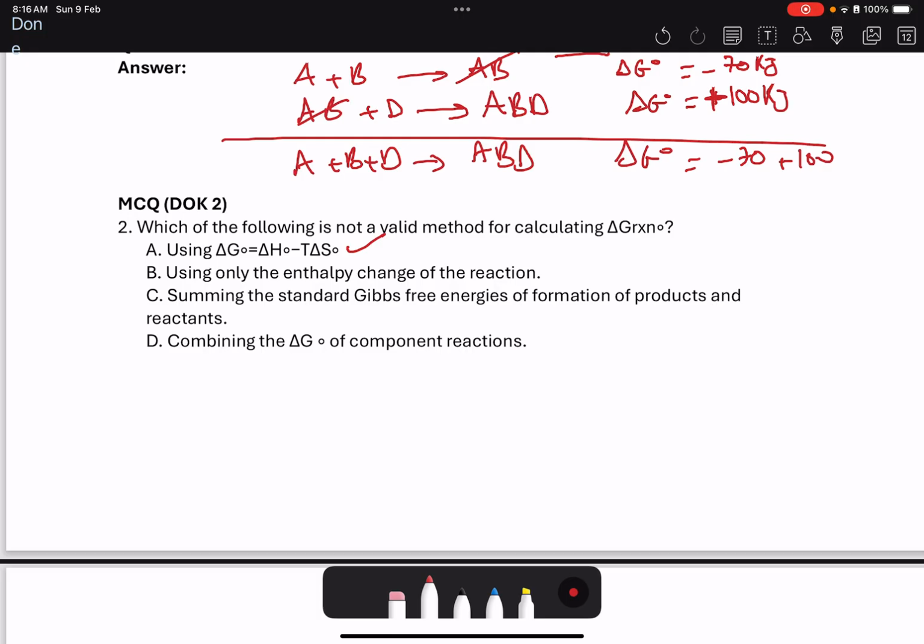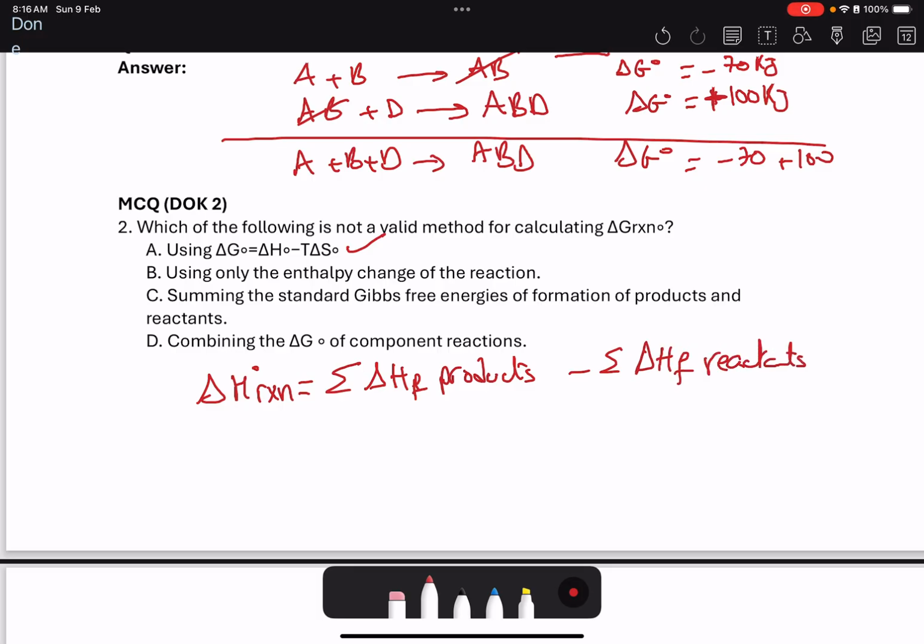Using only the enthalpy change of the reaction. If I use only the enthalpy change of a reaction, which is the sum of the enthalpies of formation of products minus the enthalpies of formation of reactants, this is a step, but it will not let me calculate delta G. I need delta S as well. So having enthalpy change only is not enough.